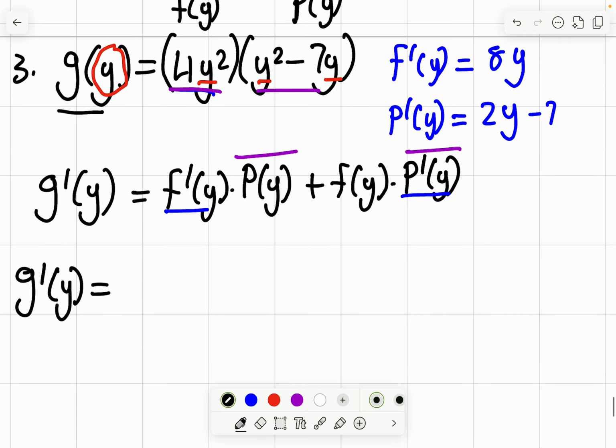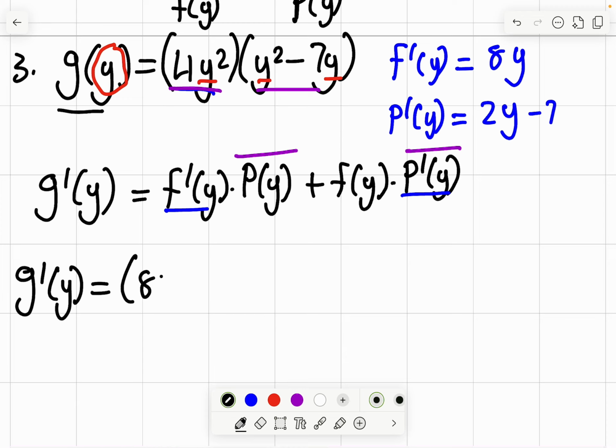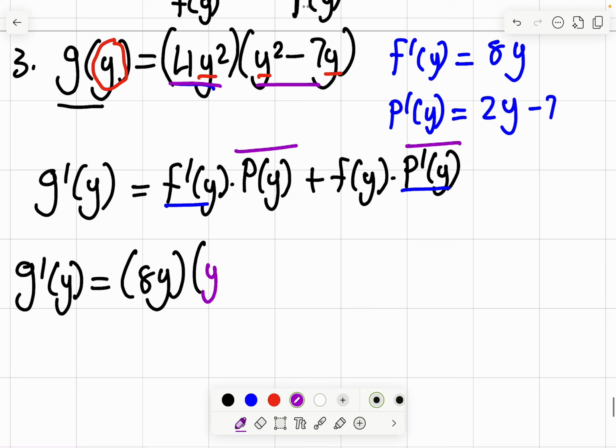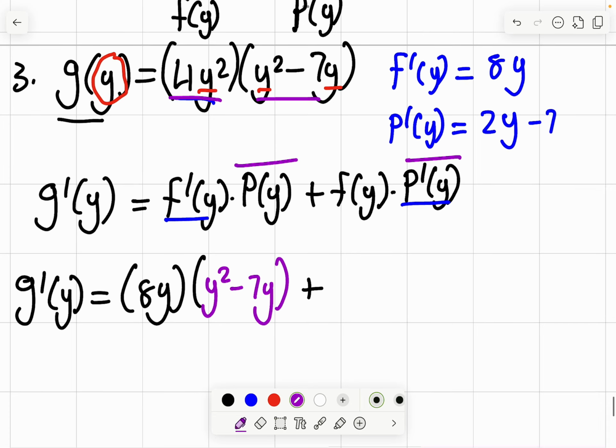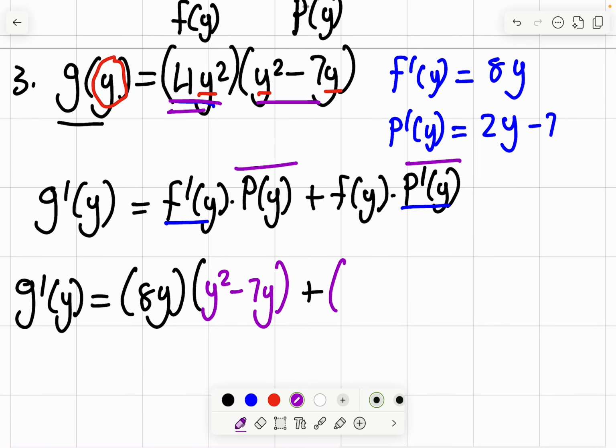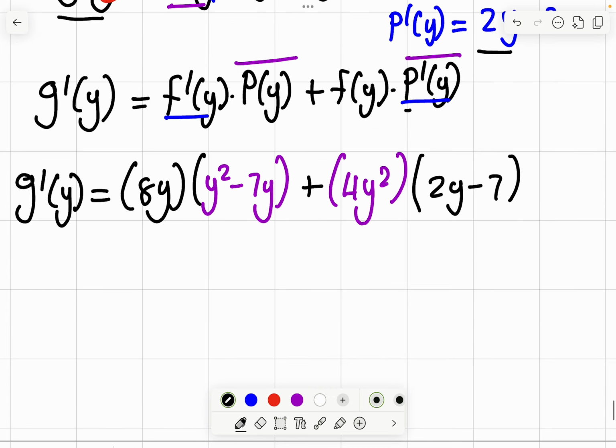What is f prime of y? It is 8y. Then p of y, we keep it, we don't derive it. It means I'm going to have y squared minus 7y. Therefore I'm having plus, and I'm going to keep f of y again, which is 4y squared. So I'm inserting now p prime of y, which is 2y minus 7.